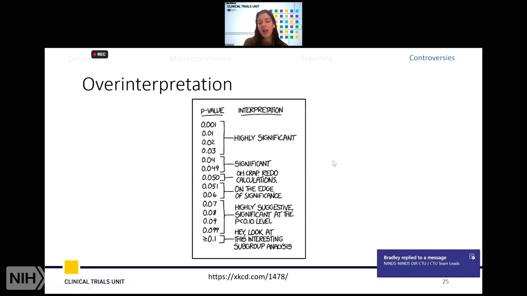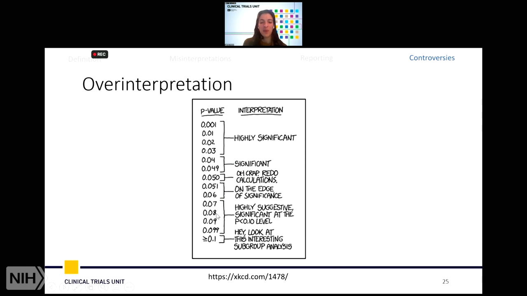So some of you may know about XKCD comics. They have a handful of statistics comics, but this is one that I feel points to overinterpretation issues with p-values. We have our 0.05 cutoff here. We talk about these as being highly significant. Okay, these are significant. Okay, we're getting real close to 0.05. And this, 0.05 exactly. Oh no, we've got to redo the calculations and see which side it's going to fall on, right? And here we call this on the edge of significance.